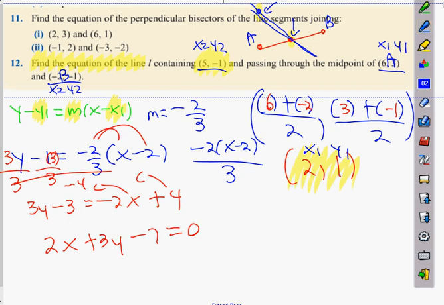Okay guys, so that is exercise 2.5. And was it actually? No, that was exercise 2.6, 11 and 12. Okay?